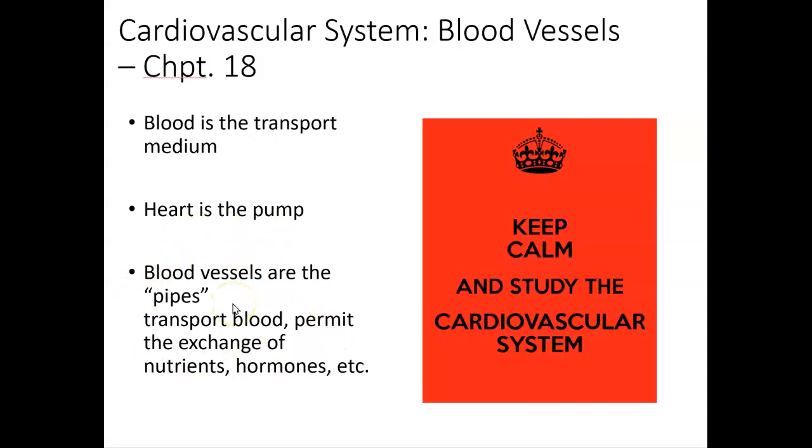These are the tubes that are going to carry the blood and allow the blood to exchange all sorts of things with tissue cells. But you need a pump or a force to push the blood through, and that is the heart. The heart is the pump. When it contracts, it generates the pressure, known as blood pressure, which propels the blood through the pipes.